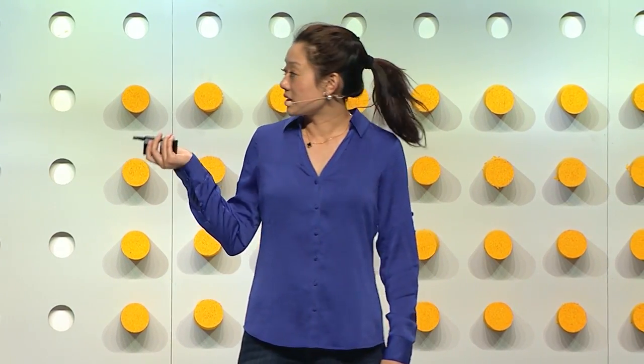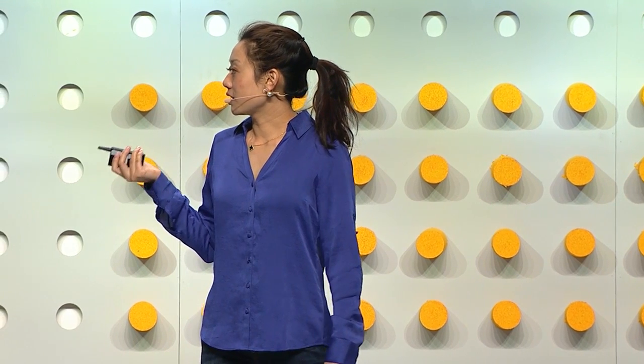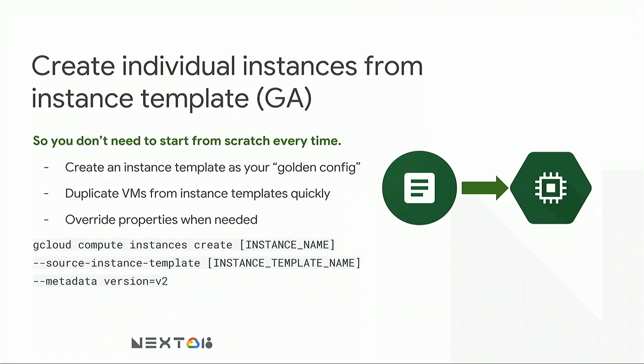Another thing to mention: if needed, you can override the properties within the instance template when you're creating this VM. So again, great flexibility. For example, in this example on the screen, you are providing a source instance template, yet you're overriding the metadata value to a new value so that you achieve exactly what you want.